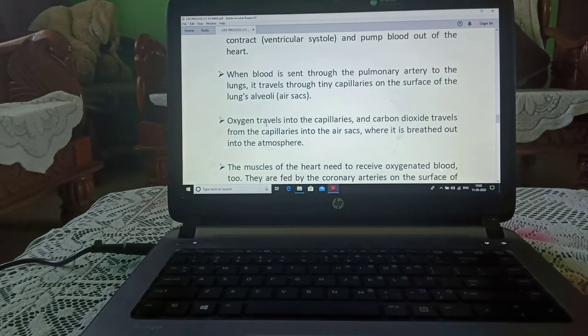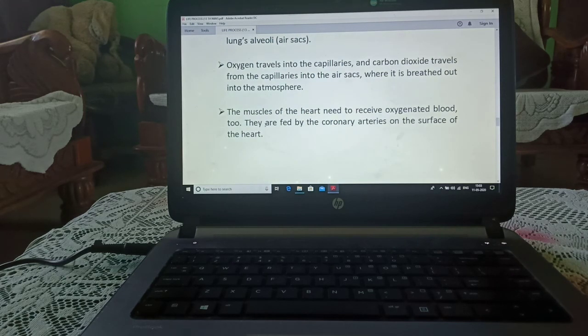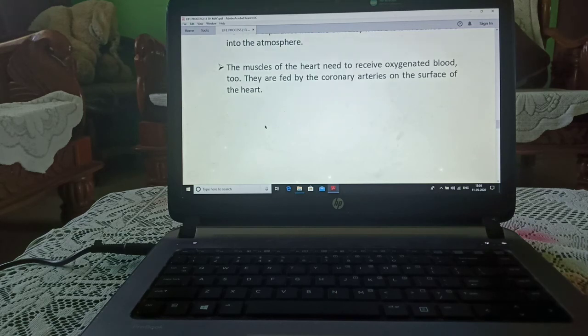When blood is sent through the pulmonary artery to the lungs, it travels through tiny capillaries on the surface of the lung. They are known as alveoli. Oxygen travels into the capillaries and carbon dioxide travels from the capillaries into the air sacs. The muscles of the heart need to receive oxygenated blood too. They are fed by the coronary artery on the surface of the heart.